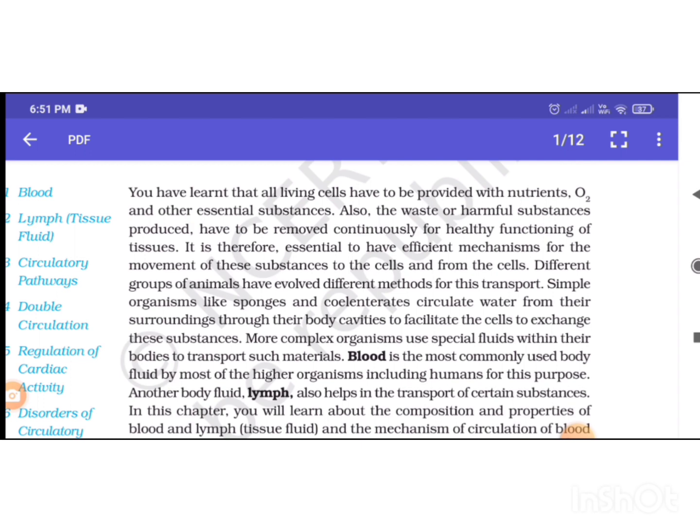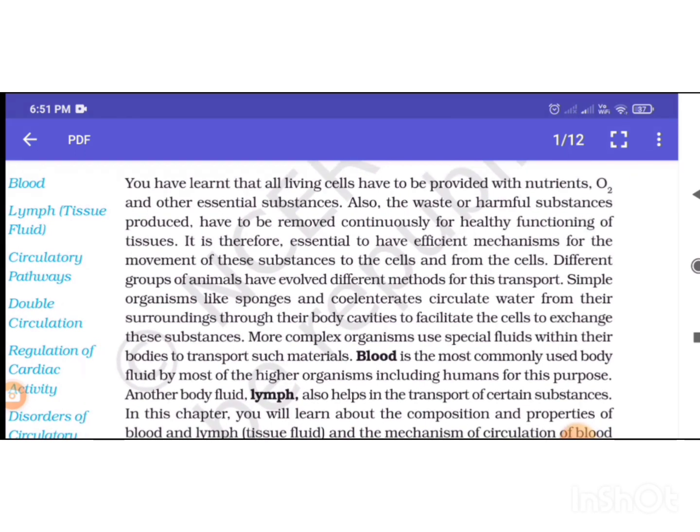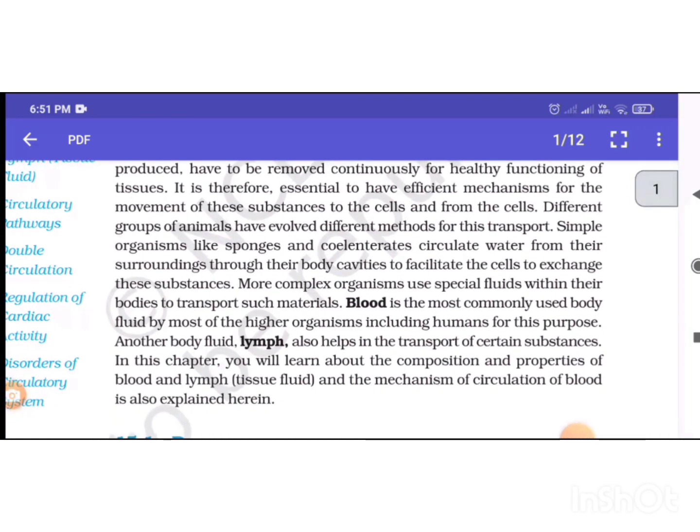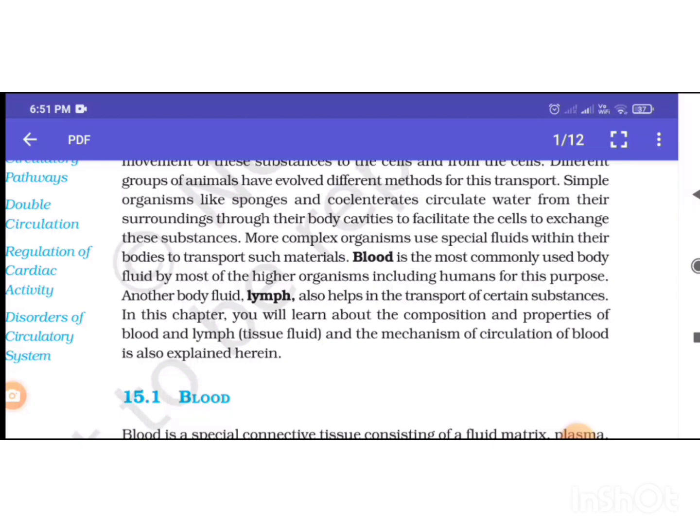cell. Different groups of animals have evolved different methods for this transport. Simple organisms like sponges and ciliates circulate water from their surroundings through their body cavity to facilitate the cells to exchange these substances. More complex organisms use special fluid within their body to transport such materials. Blood is the most commonly used body fluid by most of the higher organisms, including humans, for this purpose.